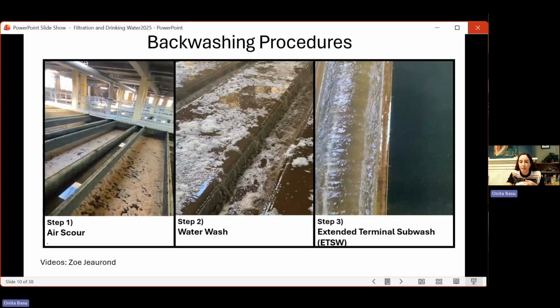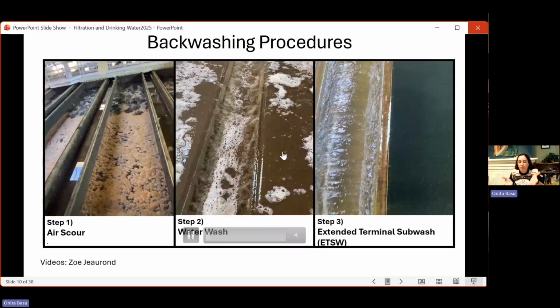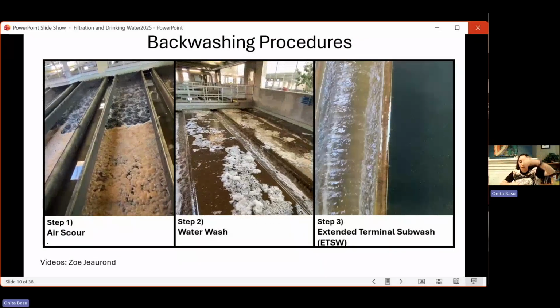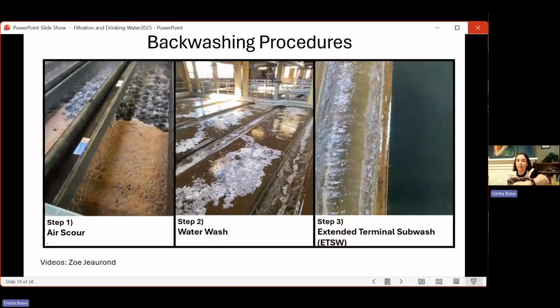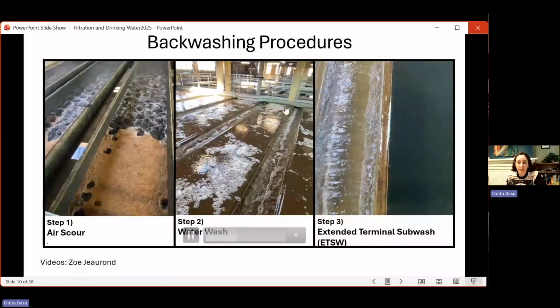Then you go into your water wash step, and that's when you keep increasing the water, and the water flow goes up, and we saw it was going up and then it went into an overflow. And so here you can see it all overflowing out of the bed, very dirty.